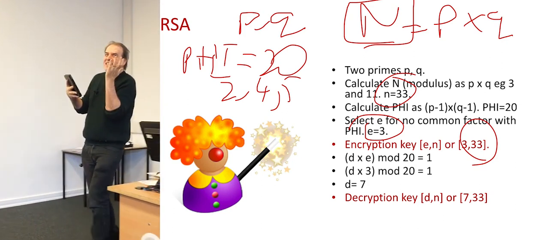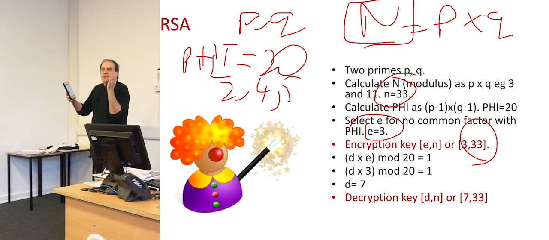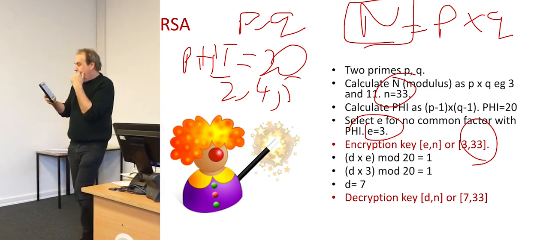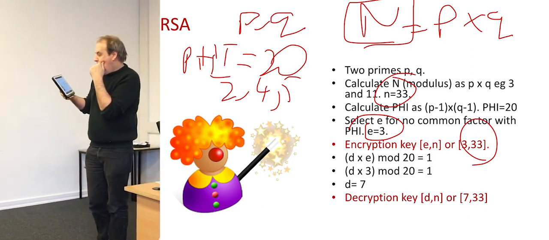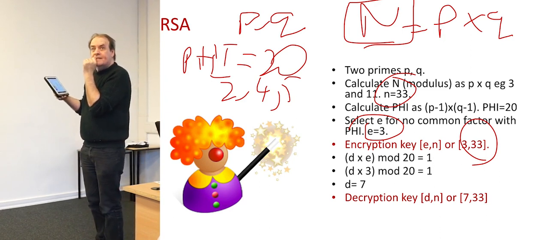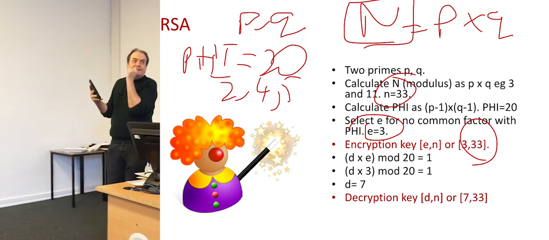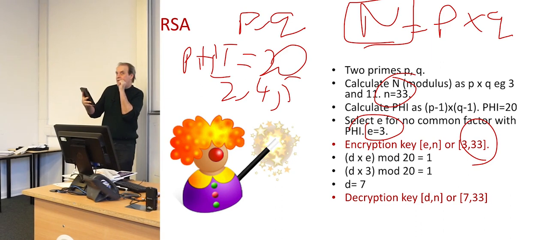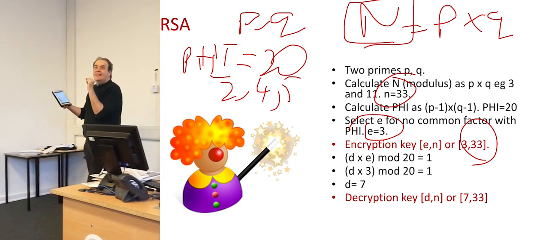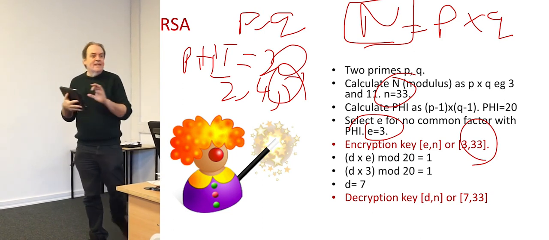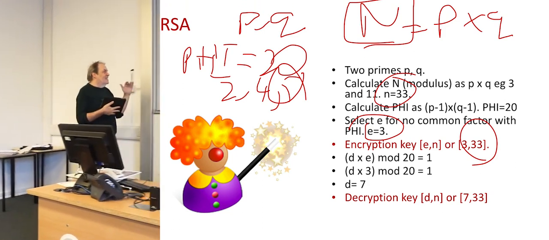It just doesn't appear by magic. What else could you pick? 7 works. 9 works. 11, 13, 15? No, because 5 is in there. Okay, so we just need to make sure.